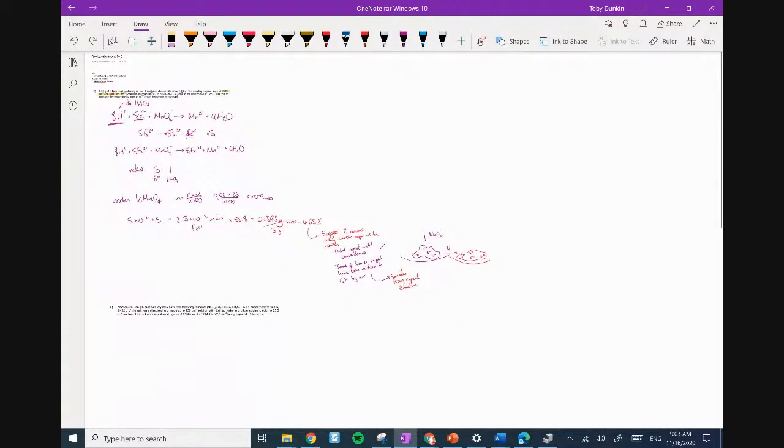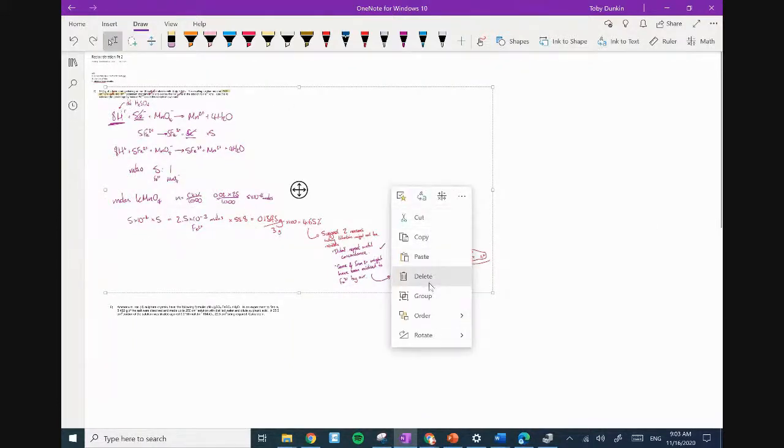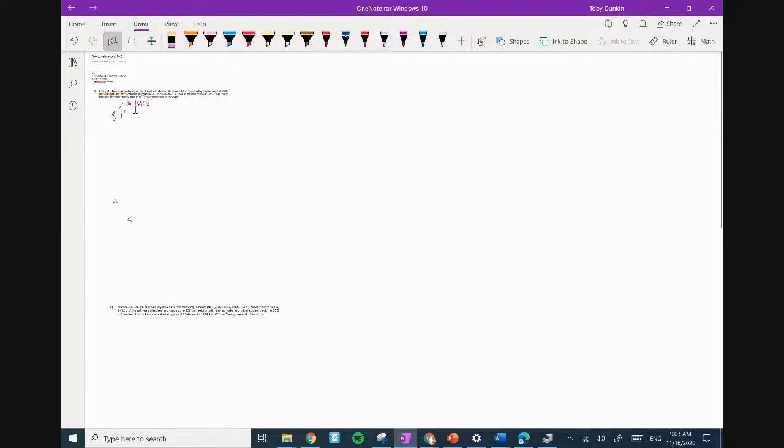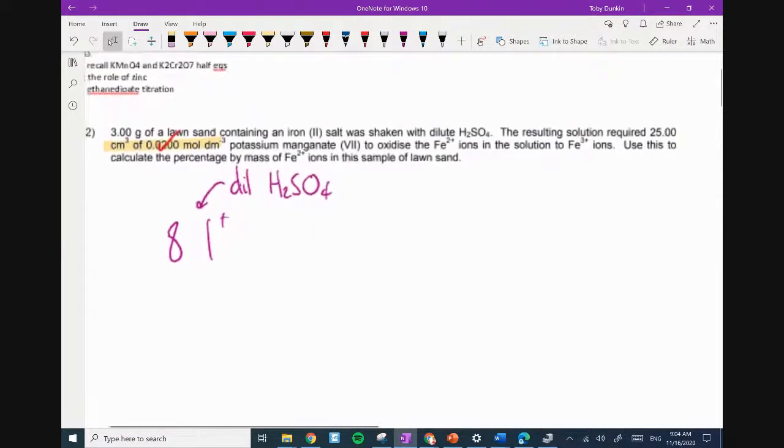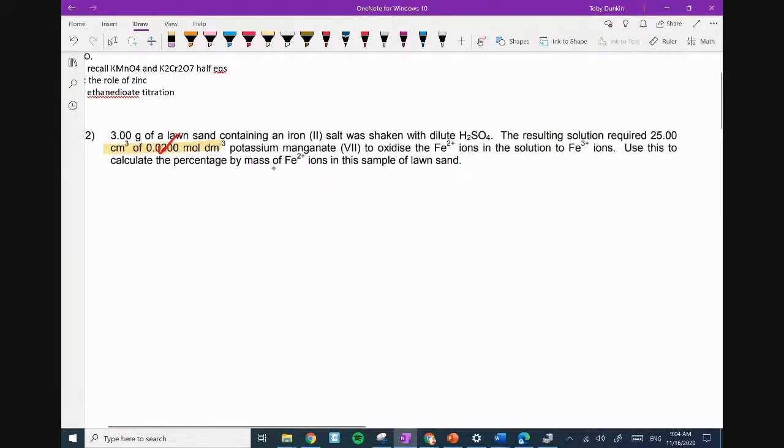Let's see if I can just select all this writing and make everything vanish. Let's see if I can do that. Delete. I like it. Not quite perfect, but I think it'll probably do. Okay, zoom.